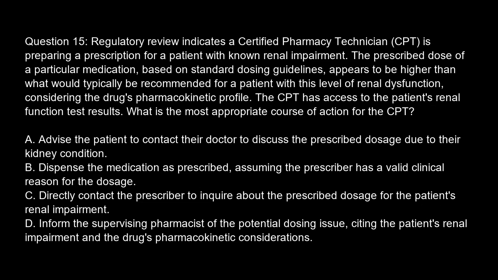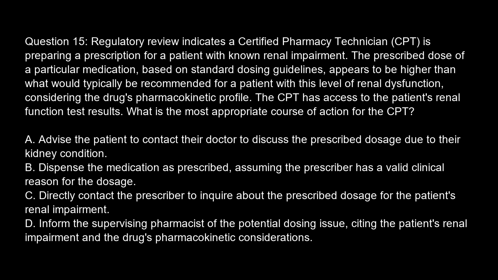Regulatory review indicates a certified pharmacy technician, CPT, is preparing a prescription for a patient with known renal impairment. The prescribed dose of a particular medication, based on standard dosing guidelines, appears to be higher than what would typically be recommended for a patient with this level of renal dysfunction, considering the drug's pharmacokinetic profile. The CPT has access to the patient's renal function test results. What is the most appropriate course of action for the CPT?